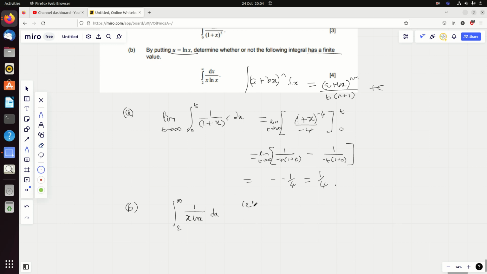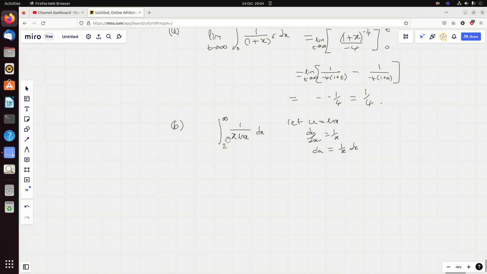Okay, so let u equal ln x. du by dx, this is obviously a substitution, is 1 over x. So du is 1 over x dx. Okay, so we've got a 1 over x dx in there, because there's a 1 over x there, dx. And so what we've got is 1 over u, and I've swapped the 1 over x dx with a du. That's nice. And now think about your limits.